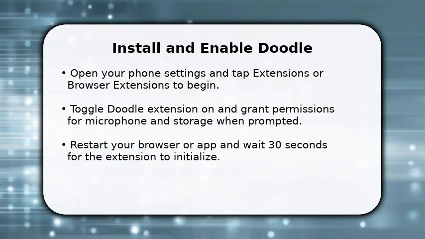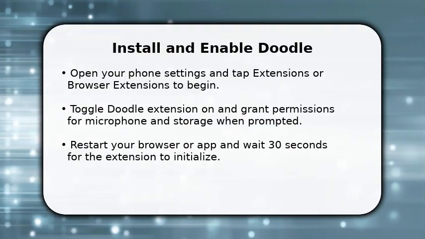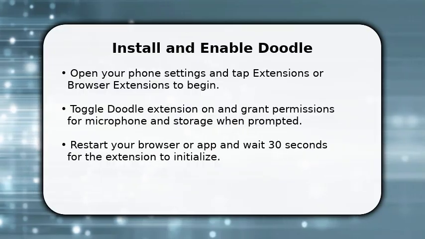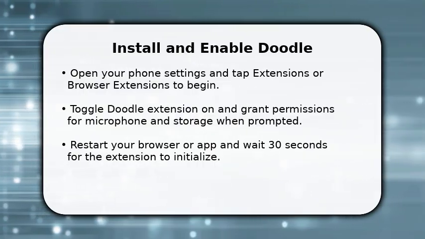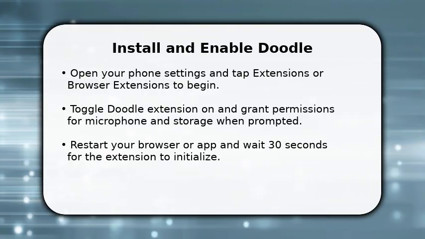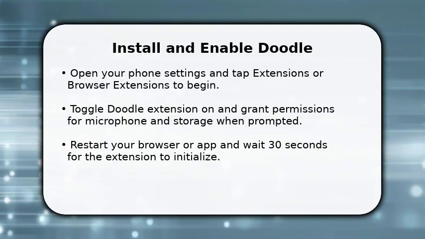Open your phone settings and tap Extensions or Browser Extensions to begin. Find Doodle in the list by name or search bar. Toggle Doodle Extension on and grant permissions for microphone and storage when prompted. Close the settings and open your browser or host app again.